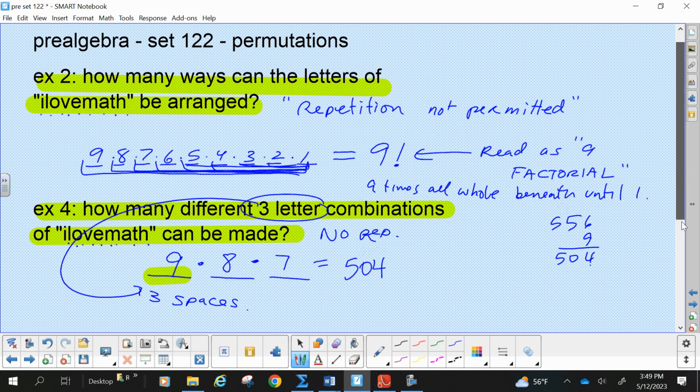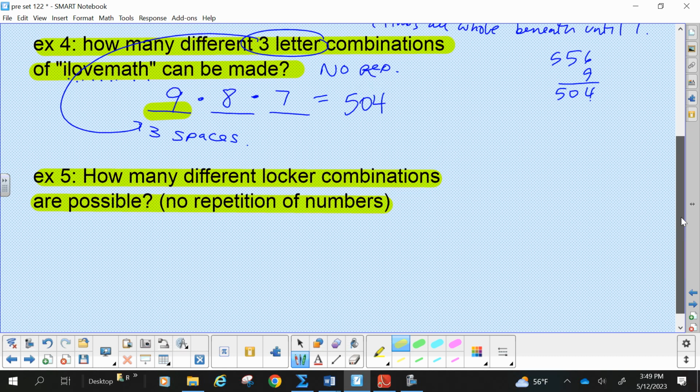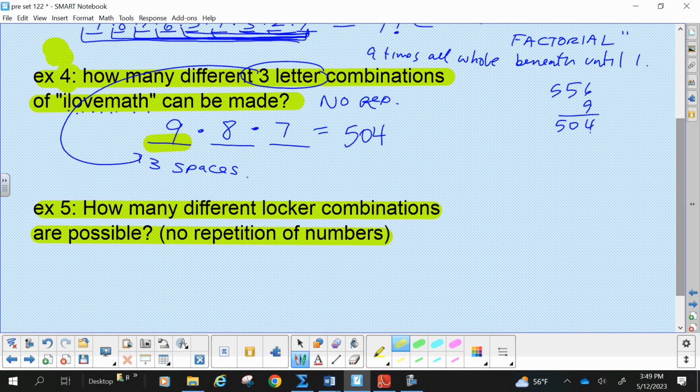Okay, let's try one more kind of real-lifey problem. One more example after that. Sorry, this should have been example 3. This is example 3. This will be example 4. Okay. How many different locker combinations are possible? No repetition of numbers. All right. Get that down. Feel free to abbreviate a little. It doesn't have to be verbatim or word for word.